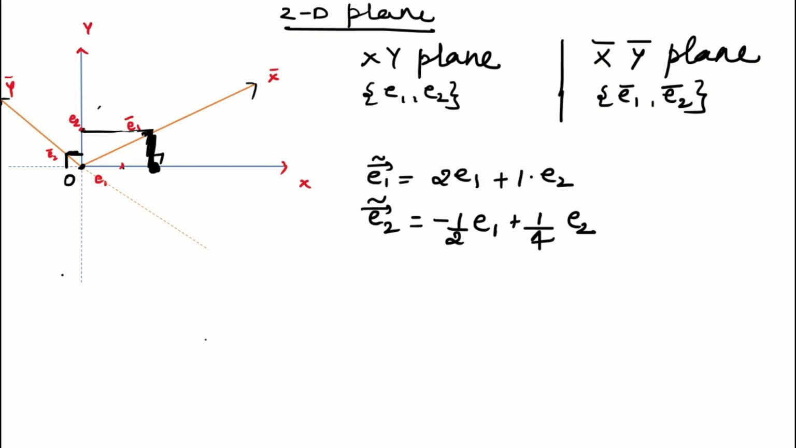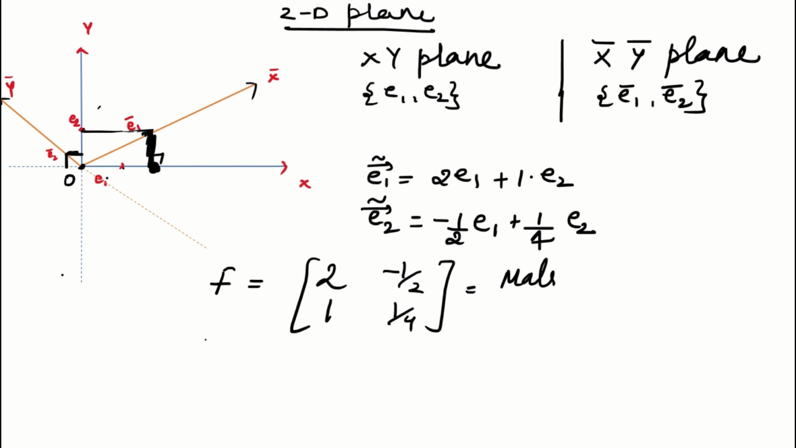Okay, now let us make one matrix, and I am denoting this matrix as F. And what is this matrix? This matrix has the components 2 and 1. So you will write the components in a column. Okay, so this is the coordinate components of the E1 bar vector, and E2 bar has components minus half and 1/4. You will write the components column wise. Okay, so this is the matrix F. F stands for the matrix of forward transformation.